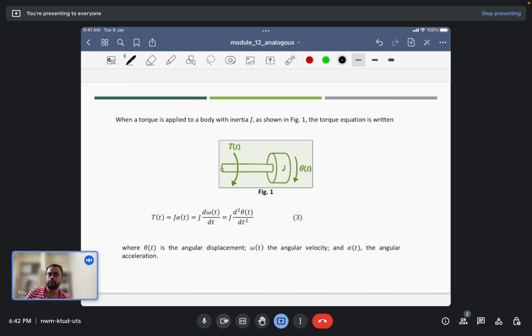So whenever a torque is applied to a body with inertia J as shown in the figure, the torque equation is written in this form as given in equation 3. So torque is J times alpha t, and alpha t is equal to d omega by dt, and finally we can write it in second order as d square theta by dt square. So theta is the angular displacement, omega is the angular velocity, and alpha is the angular acceleration. So again it follows the similar terminology as discussed in the translational motion.